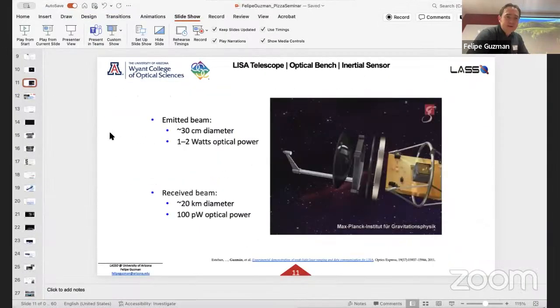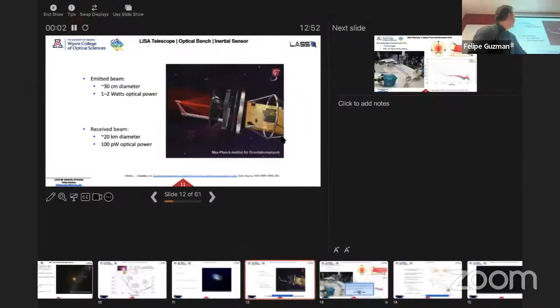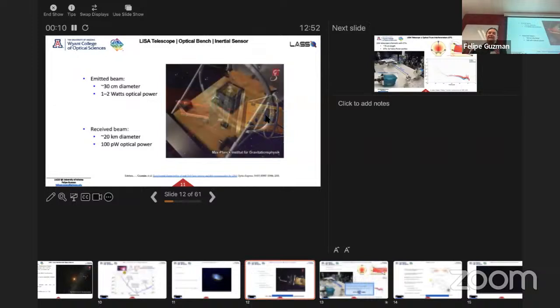We can go here. So what LISA Pathfinder sort of demonstrated was this local interferometry. So the LISA interferometry is actually broken down in three pieces.